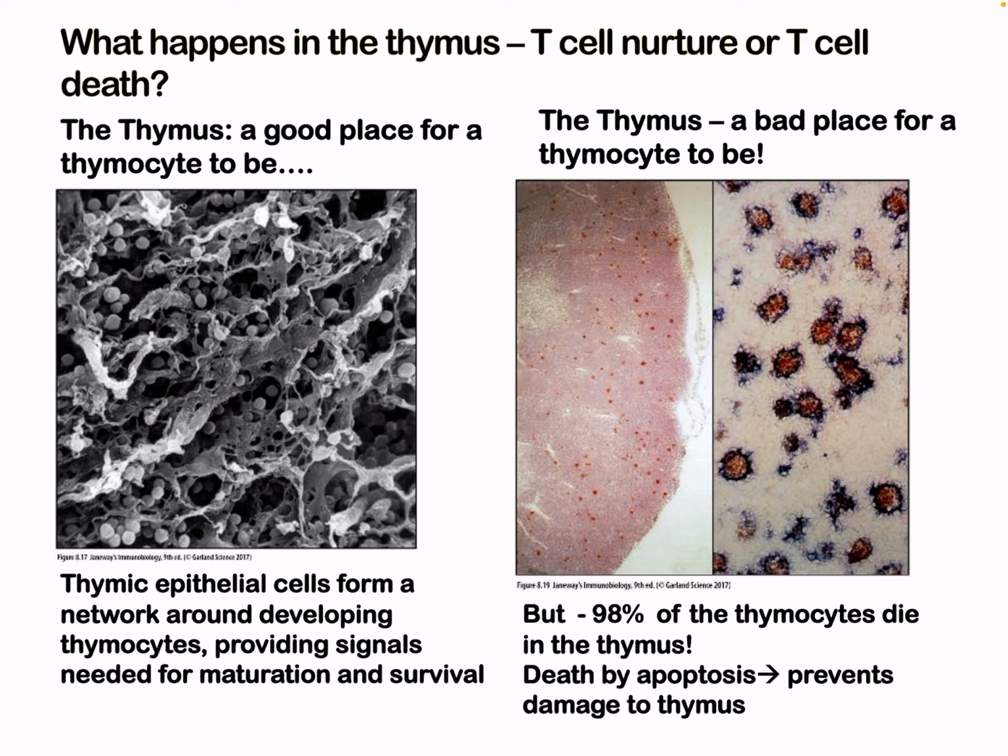So what happens in the thymus? T cell nurture or T cell death? The thymus is a good place for a thymocyte to be. Thymic epithelial cells form a network around developing thymocytes, providing signals needed for maturation and survival. The thymus is a bad place for a thymocyte to be. 98% of thymocytes die in the thymus. There's death through apoptosis, which prevents damage to the thymus. So just keep this in mind.